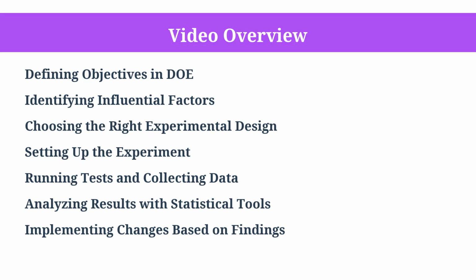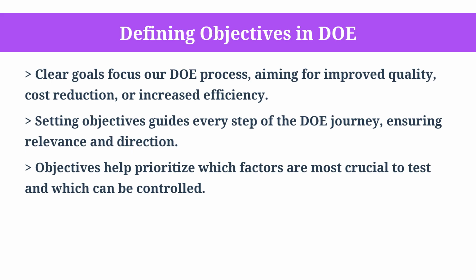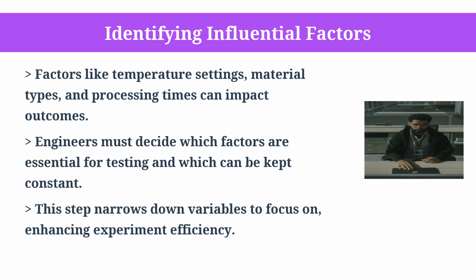All right, everyone, let's dive right into today's topic on conducting successful design of experiments, or DOE, in industrial settings. When you think about it, DOE is like detective work for engineers and scientists. We're trying to figure out which factors really impact the outcome of our processes or products. First off, let's talk about defining your objectives clearly. What are we aiming to achieve with this experiment? Is it improving product quality, reducing costs, or increasing efficiency? Setting clear goals helps us focus on what matters most and guides our entire DOE process.